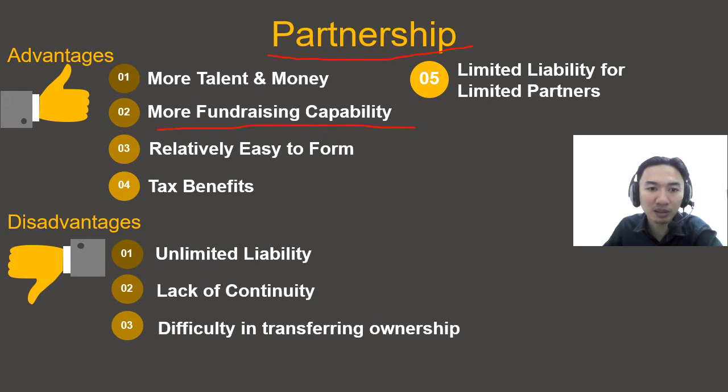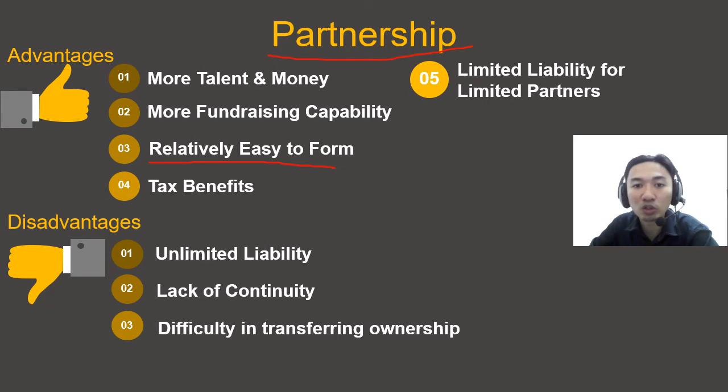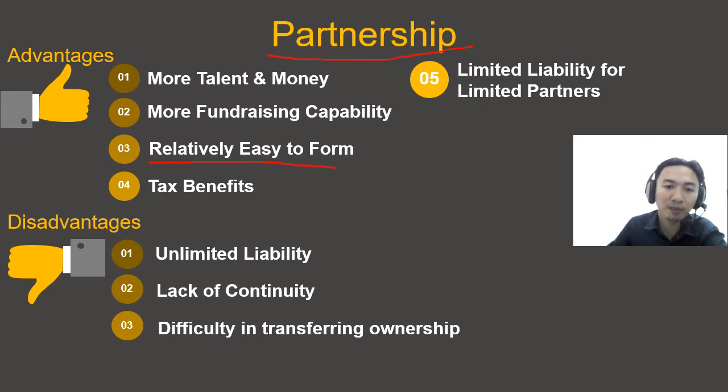The third advantage is that it is relatively easy to form. It is quite easy to form a partnership, just like it is easy to form a sole proprietorship. You just go there, fill in the form, and bring your partners, or some of your partners, and you pay. The payment is also quite cheap. Although it is advised that you have a partnership agreement, it is not compulsory for you to register a business. You can register your business today even.